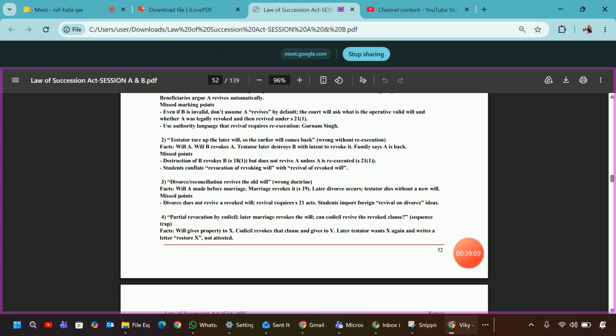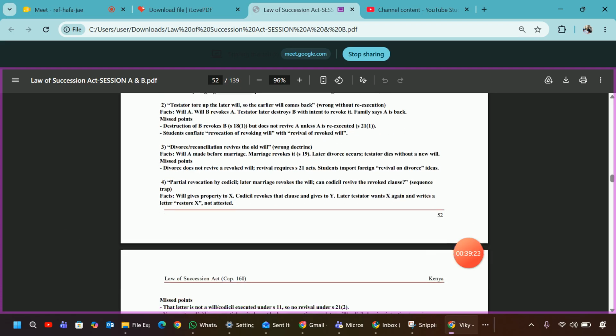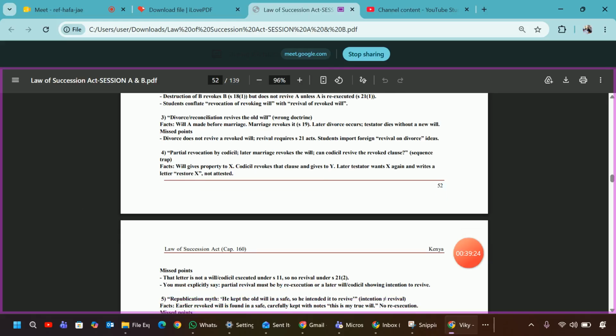Divorce does not revive a revoked will. Revival requires Section 21 acts. So students import foreign revival on divorce ideas. 4. Partial revocation by codicil.